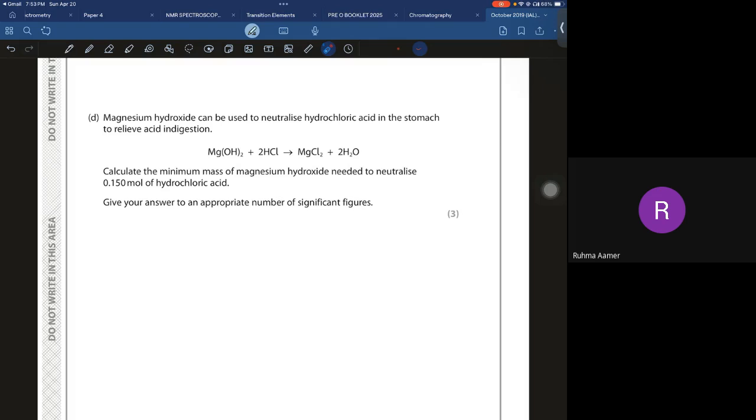14.3. Calculate the minimum mass of magnesium hydroxide needed to neutralize 0.150 mole of hydrochloric acid. Give your answer to 3 significant figures. I got 4.35.